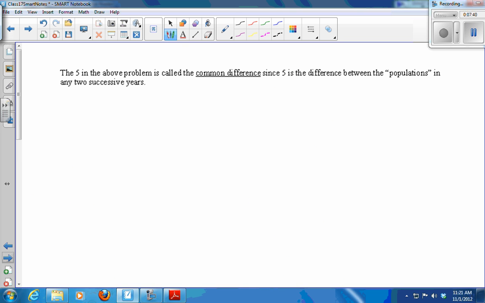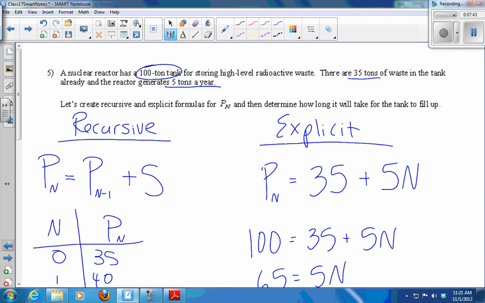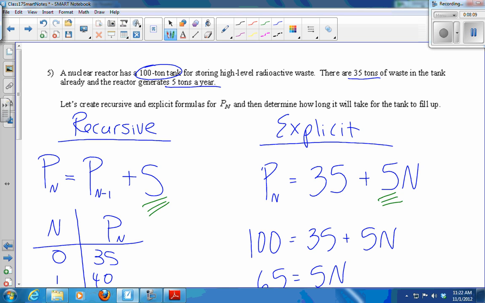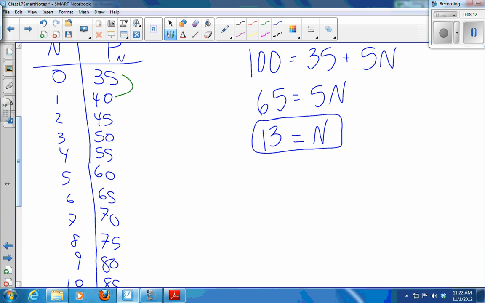So the 5 in the above problem, we saw the 5 in both formulas, right? Right here and right here. The 5 is an important part of the transition, right? You add 5 every year. We call that the common difference, which feels a little counterintuitive because you're adding 5 every year. Why would you call it the common difference? That's because it's the difference between the population sizes in any 2 successive years. So if you go back and look at this table, the difference between any 2 successive years, 45 minus 40 is 5, 50 minus 45 is 5. So we call it the common difference.